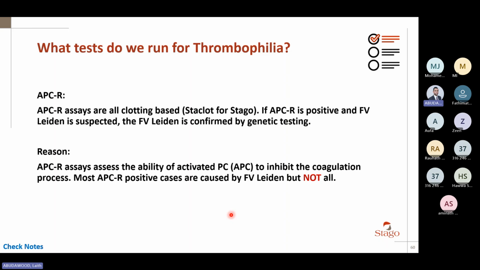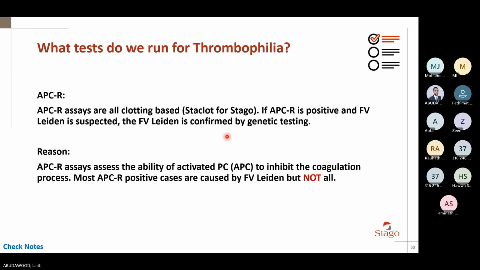However, if someone has factor 5 Leiden, factor 5 resists inhibition by protein C. So the clotting time is reduced below 120 seconds. So if someone gives you a result of APCR below 120 seconds, then I would suspect them of having factor 5 Leiden. And generally, how do I confirm that? With genetic testing. I will test that this patient has this factor 5 Leiden mutation.